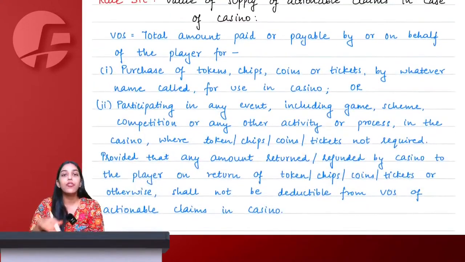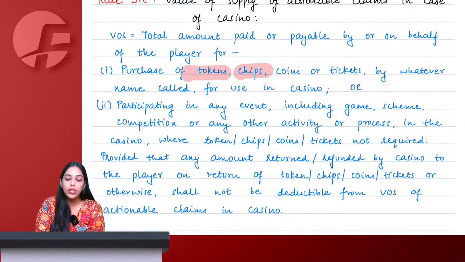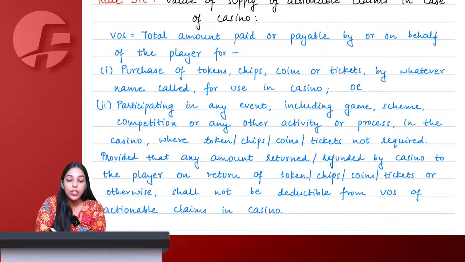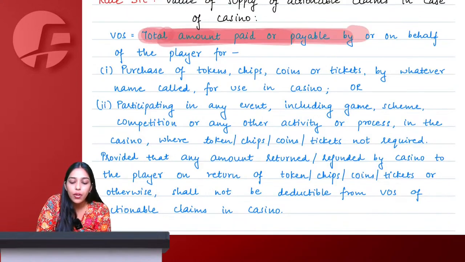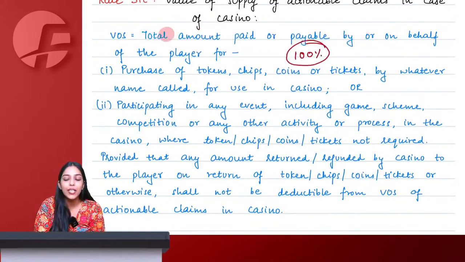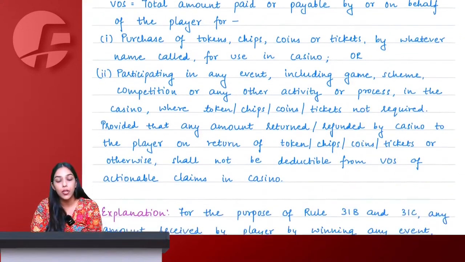But for casino, you first use the money to purchase tokens, chips, coins, tickets, etc. Or you deposit the money in the game, scheme, competition, activity, whatever it is. The total amount, the 100% of the amount that you are putting in casino to purchase these tokens, chips, coupons, or directly to put the money in the game, that total 100% amount only becomes your value of supply.